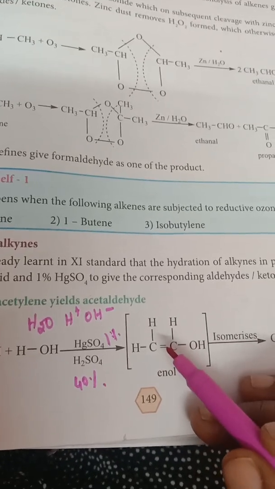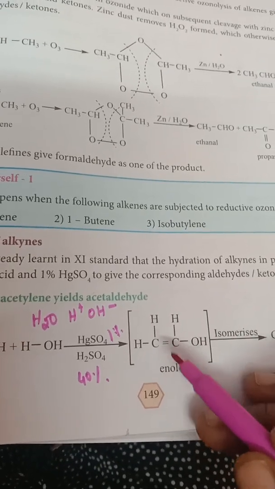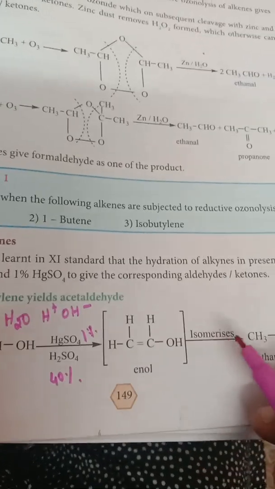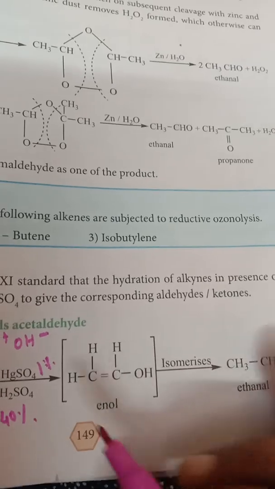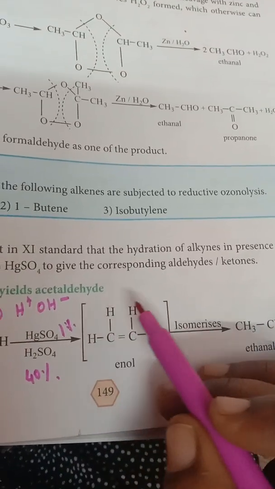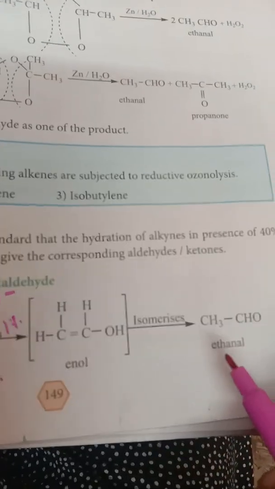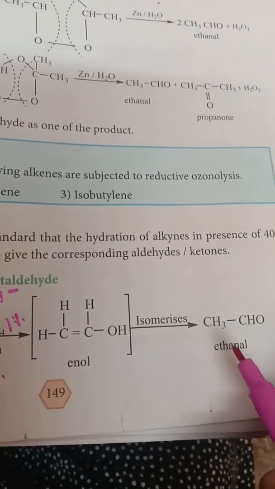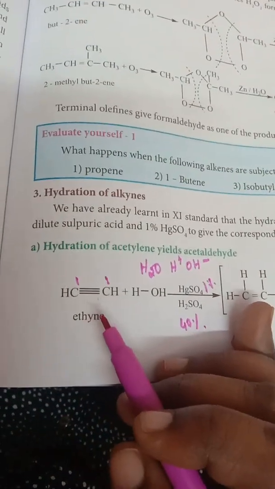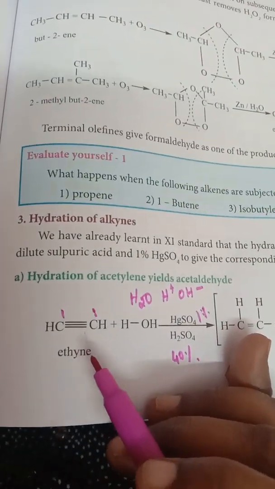So it is a double bond, right? So enol. Single bond means anol. Double bond, alcohol: enol. It isomerizes to form CH3CHO. The name is ethanal, and the common name is acetaldehyde. Similarly, ethyne you can refer to as acetylene.